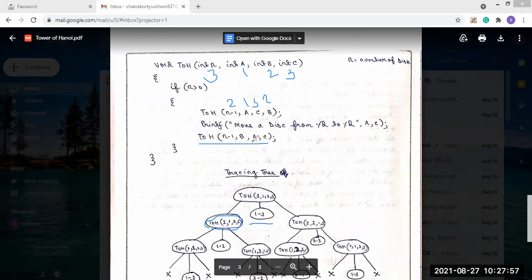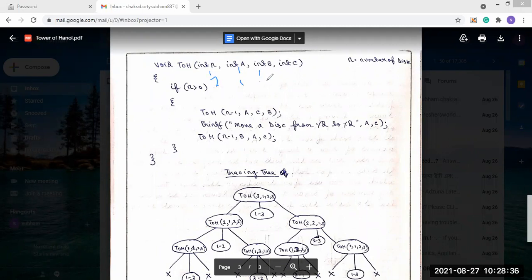And then next, Tower of Hanoi n minus 1, B, A, C. So it will be 2; B is 2, A is 1, and C is 3. So this will be called Tower of Hanoi 2, 2, 1, 3. Now this will be recursively called again. So now in this case it becomes 2, and for A it becomes 1.